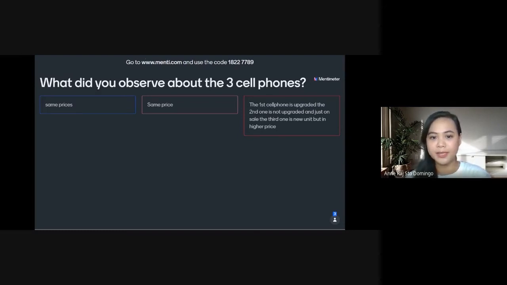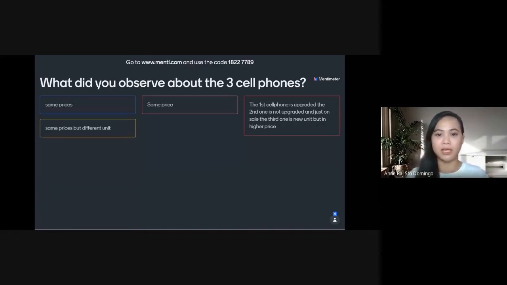Ayan, so balik tayo sa present. The first cellphone, okay, merong answer. The first cellphone is upgraded. Second one is not upgraded and just on sale. And third one is a new unit but in higher price. So, thank you sa sagot. Ayan ang ating mga observation. So, kung ang napansin nyo talaga is yung mga presyo niya ay same, pero iba-iba yung kanyang quality, no? So, now let's move forward to our lesson. So, let me share again my presentation.